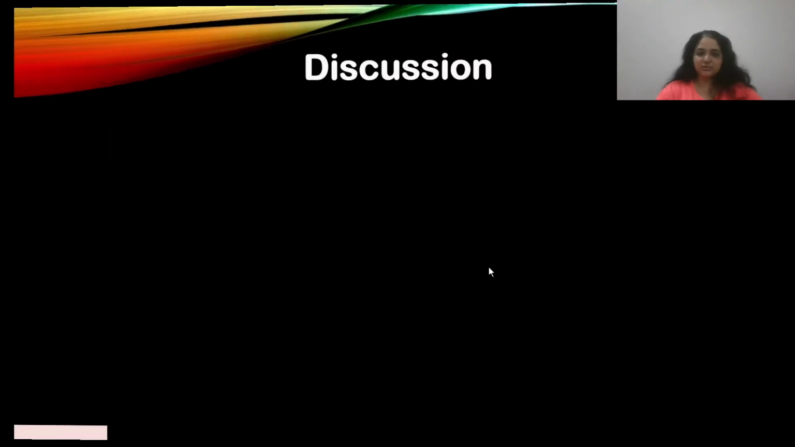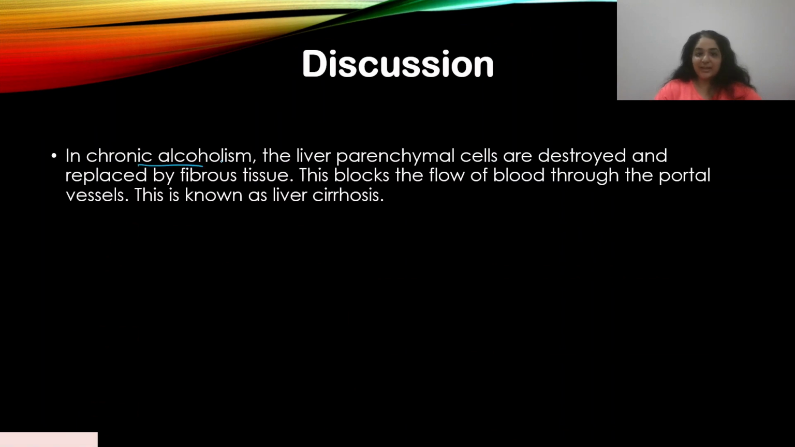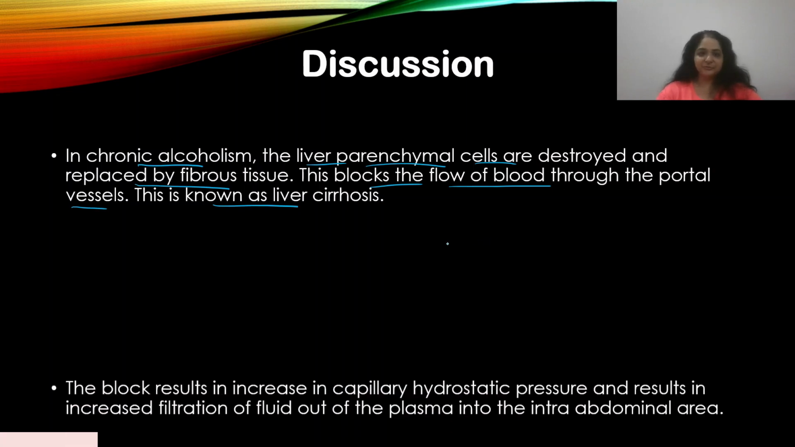Let's understand cirrhosis of liver. So in chronic alcoholism, when you're taking alcohol every day and in large amounts, the liver parenchymal cells are destroyed. Okay, so it affects the liver. The liver cells are destroyed and replaced by fibrous tissue. Once they are replaced by fibrous tissue, the liver can't do its job. Now this blocks the flow of blood through the portal vessels, and this is known as liver cirrhosis. Okay, so basically it's that.